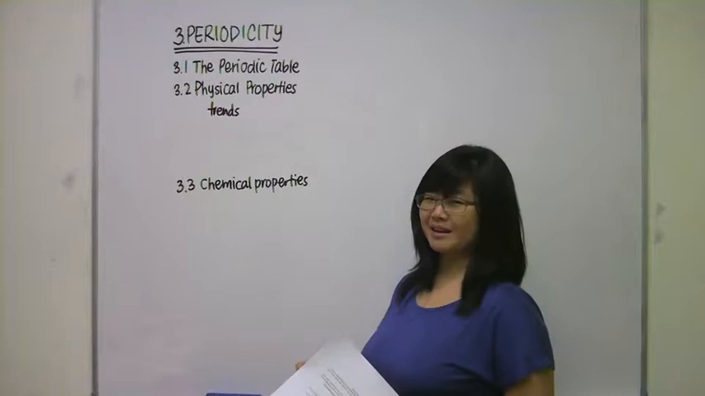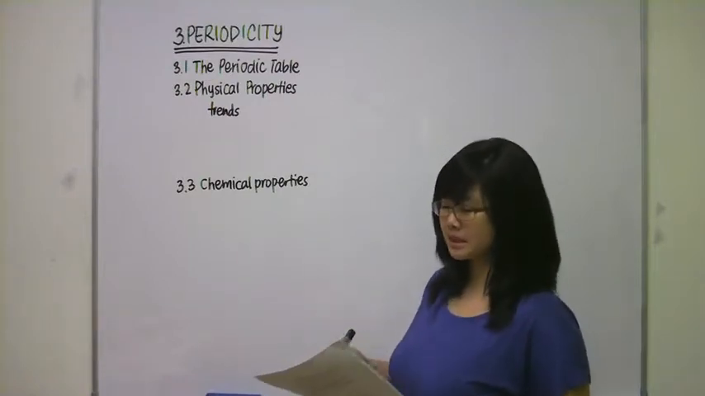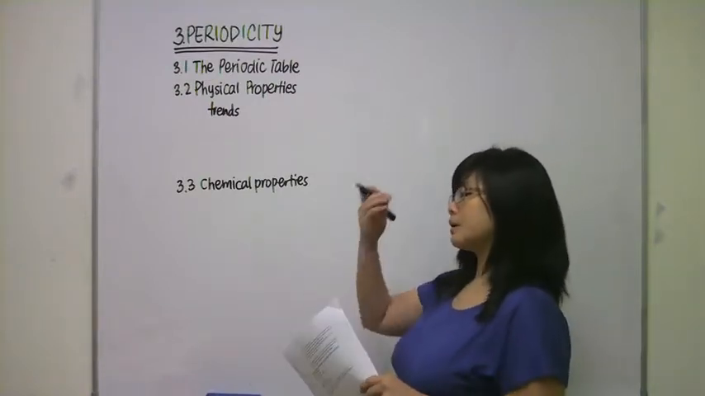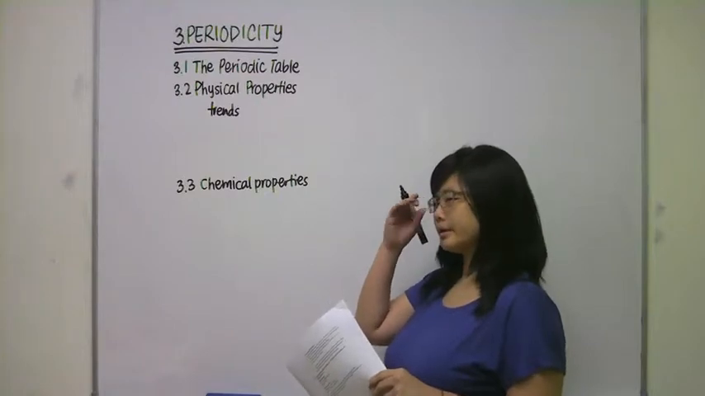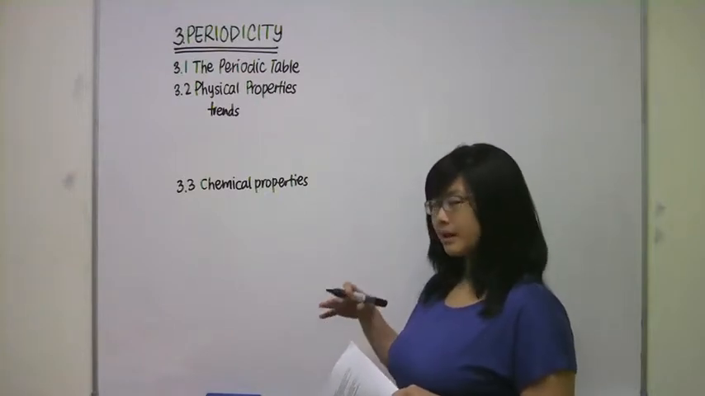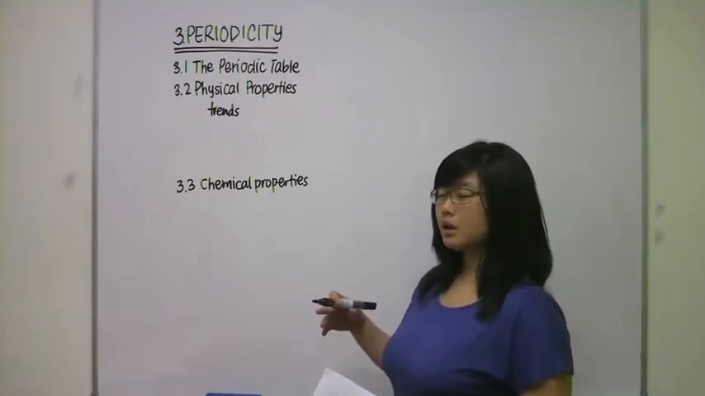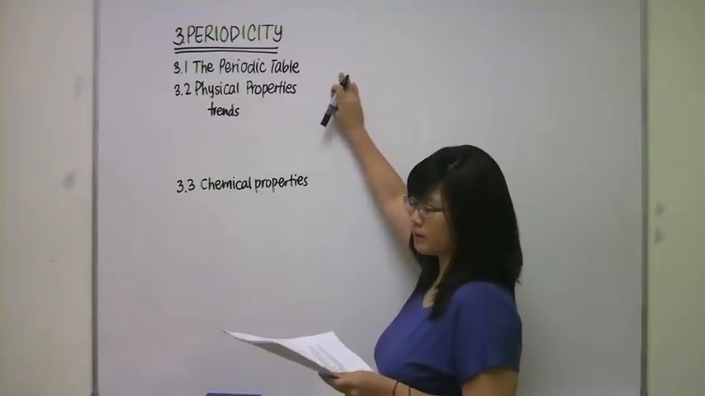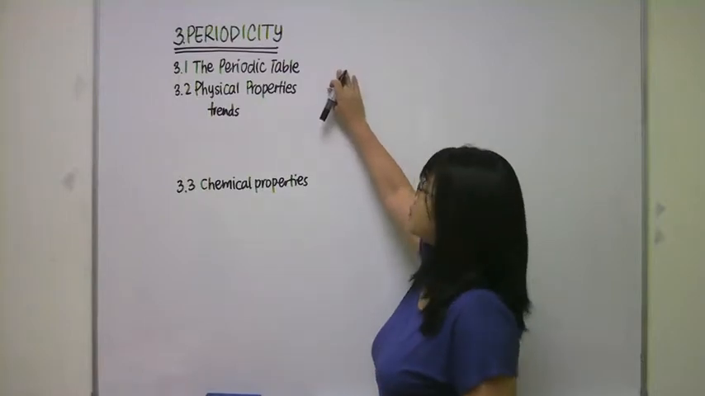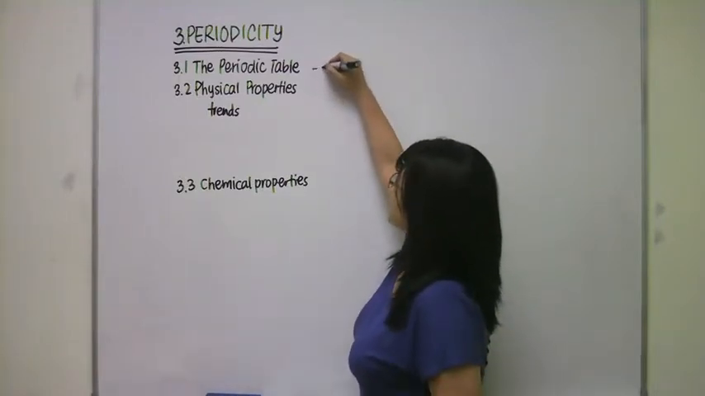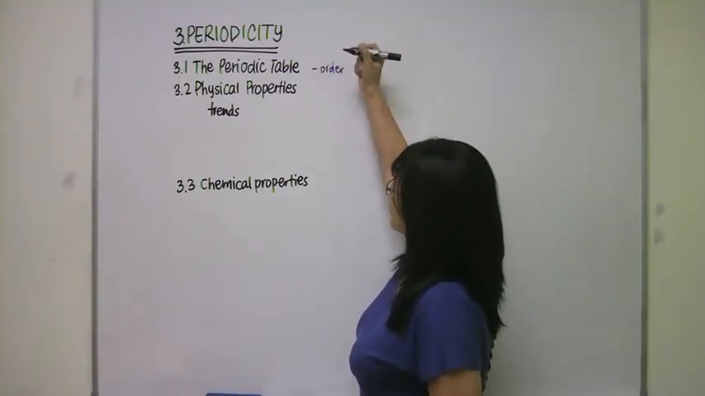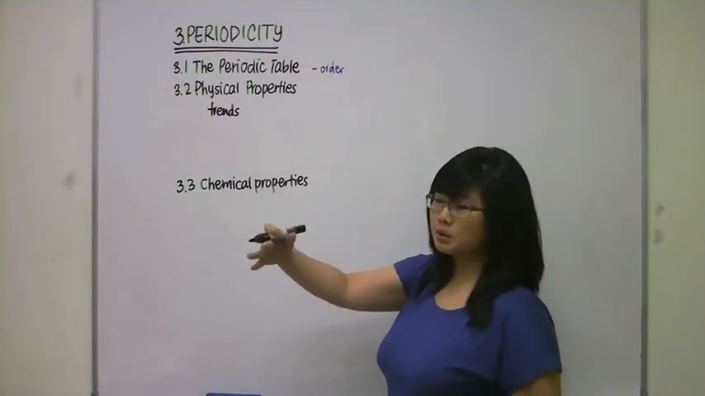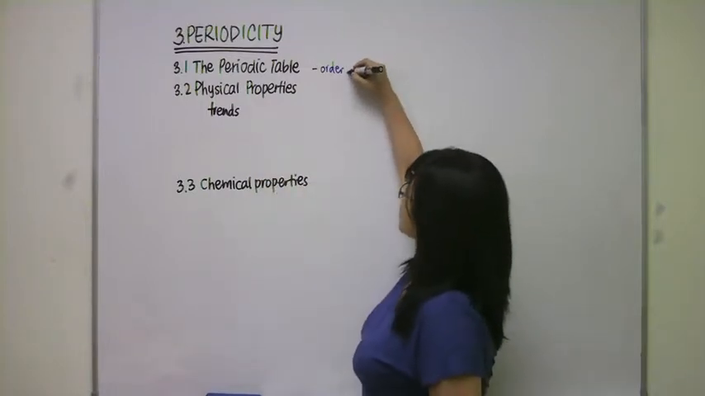The third chapter in IB Chemistry will be periodicity. We'll be discussing the periodic table and the trends of the elements in the periodic table. The first part that they will have to discuss with their students will be about the periodic table. This is very simple. You only need to teach them the order, how the elements in the periodic table are ordered, and then you can talk about the group.